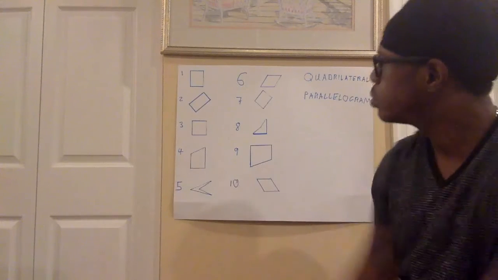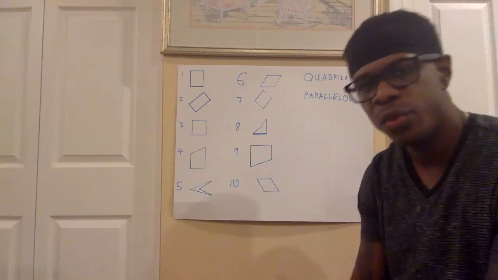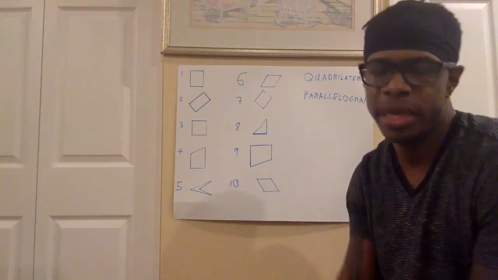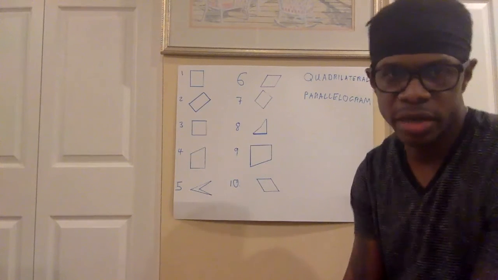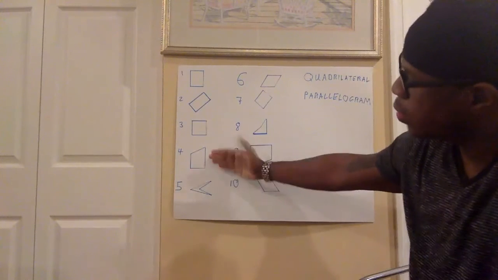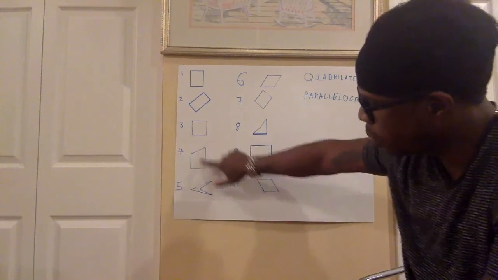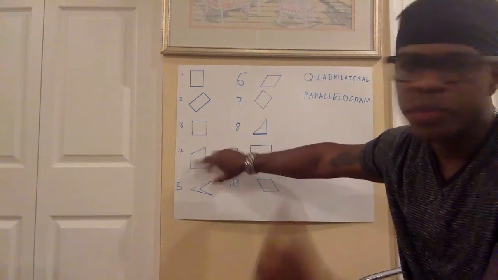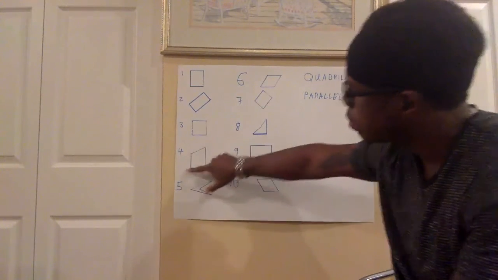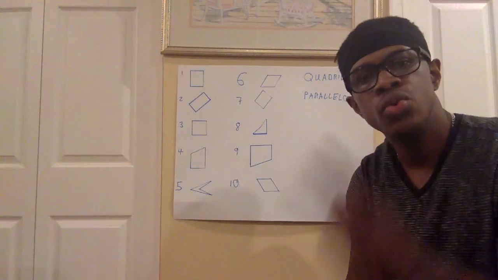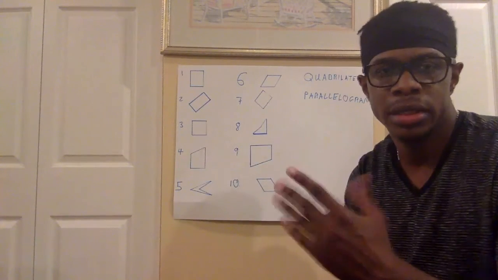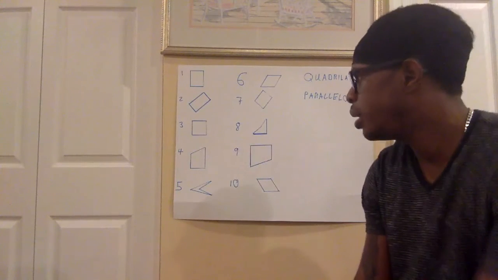Number 4, would I be correct if I say number 4 is a parallelogram? Would that be accurate? No, that would be incorrect. Number 4 is not a parallelogram because it has one pair of parallel sides. We're halfway there, but it only has one. For a parallelogram, it needs 2 pairs of parallel sides. So number 4 cannot be a parallelogram.